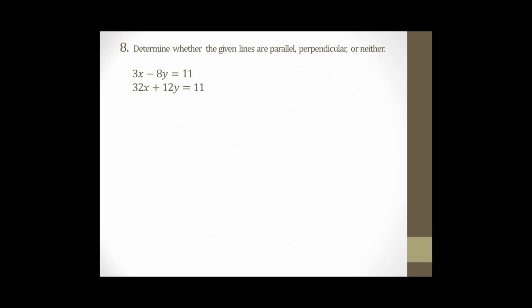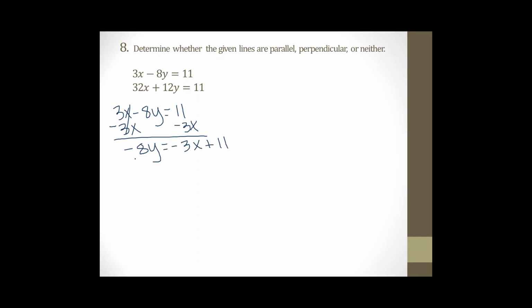Determine whether the given lines are parallel, perpendicular, or neither. So we have two equations and we need to get them in slope-intercept form so we can identify the slope. Let's start with the first one. 3x minus 8y equals 11. So let's subtract 3x on both sides. So we have negative 8y equals negative 3x plus 11.